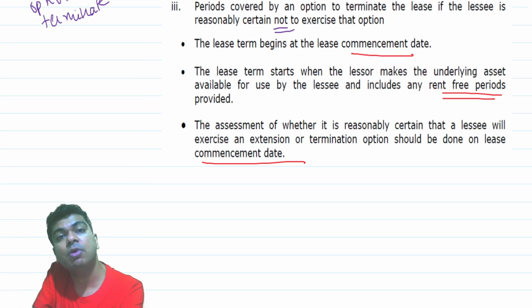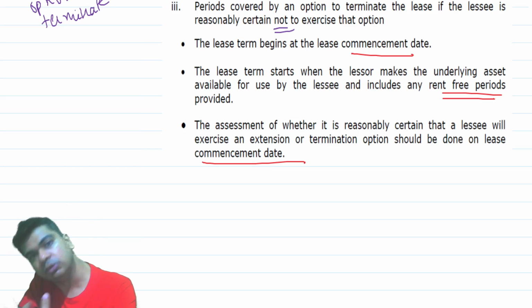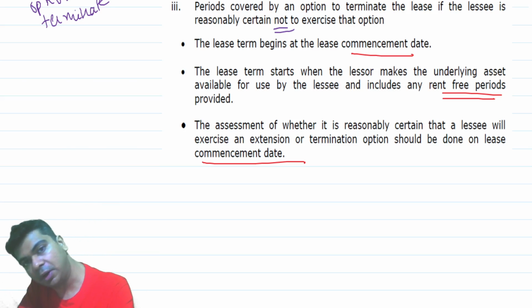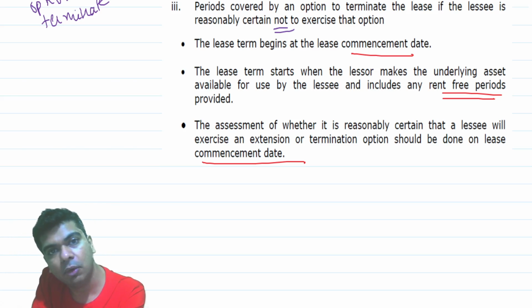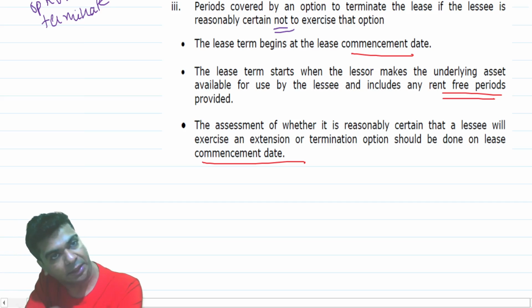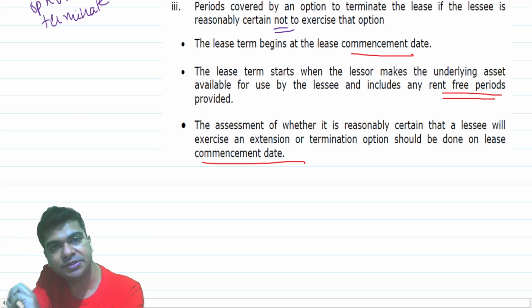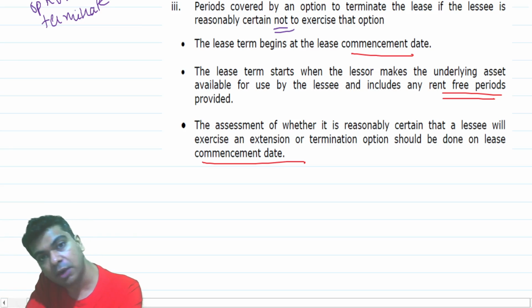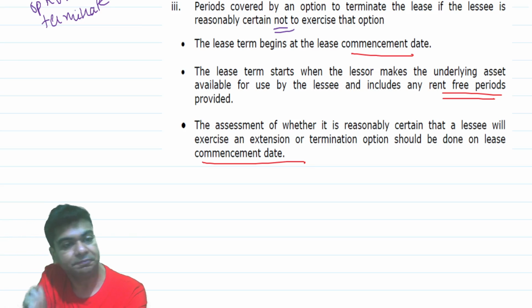Similarly, as of now, I am of the view that I will terminate the contract. But after 1 or 2 years down the line, I may be of the view that no, now I do not want to terminate the lease contract. So lease term can undergo a change at a subsequent stage. It will then become a part of lease modification, something that we'll be studying at a later stage. Right now, what you have to be clear with is that this is how the lease term is going to be determined. Every analysis will be done on the lease commencement date.